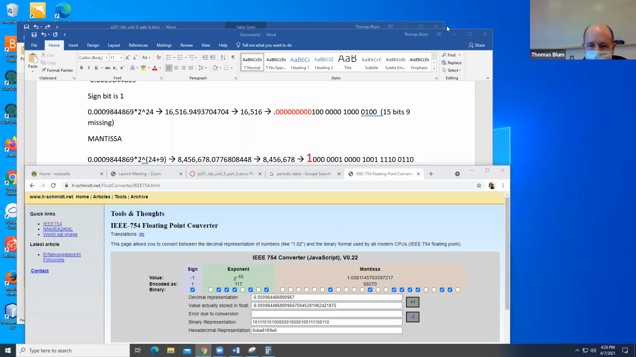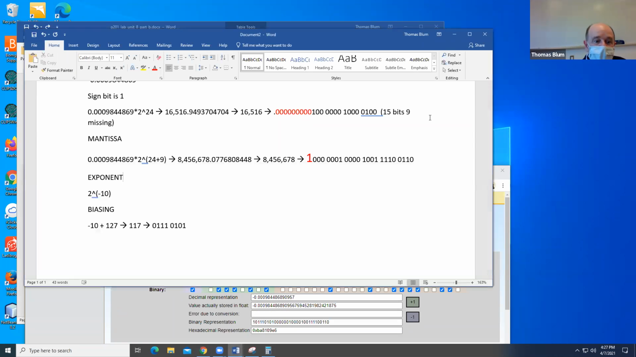And the question is, why is the exponent minus 10? Okay. Well, the exponent's really 117 after I bias it. But why is the power of 2 minus 10? Okay.